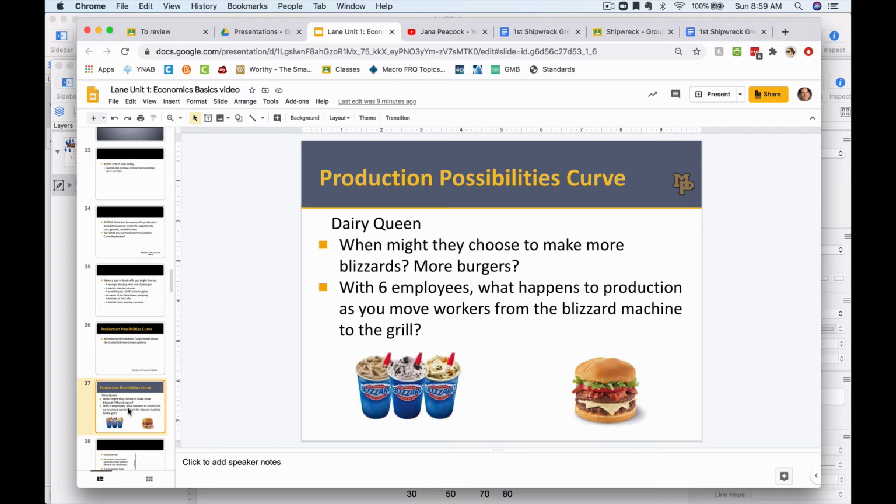If you think about it, there are times where each choice is going to have more value. In August, right after school, he's probably going to need more workers making blizzards. In January at lunchtime, he's probably going to want more workers making burgers. And right after football practice lets out in August, he might have the workers split. So there are all kinds of choices along this curve, and what we're trying to do is map all of the possible choices that exist.